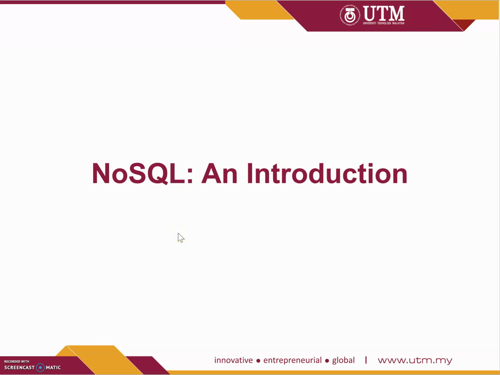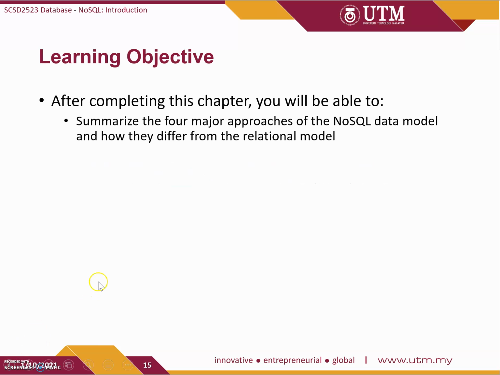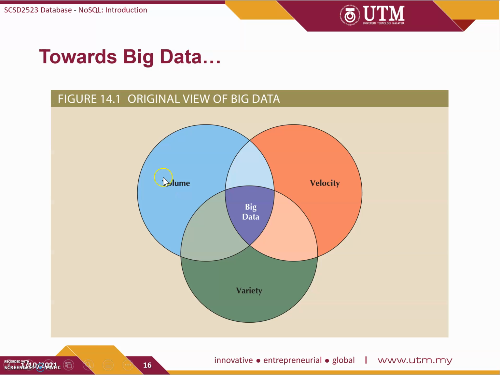Okay, the last topic of this semester is NoSQL database. So at the end of this topic, you should be able to summarize the 4 major approaches of NoSQL data model and how they differ from the relational model. Okay, and when we talk about the NoSQL, it is usually associated with big data.